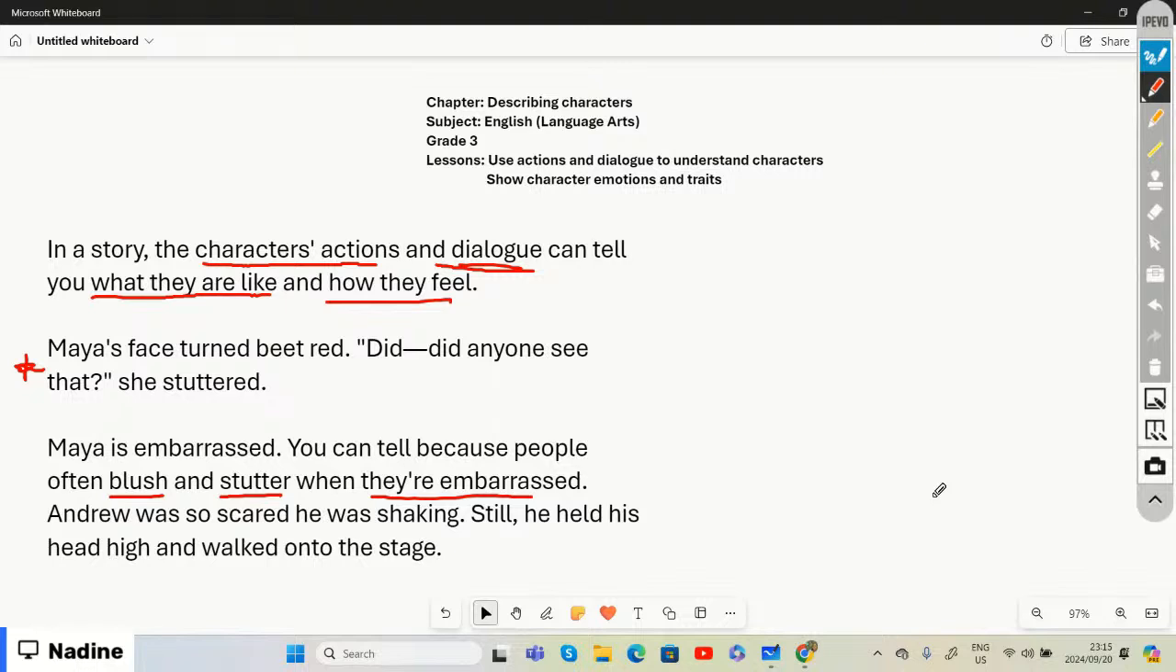And we said Maya is embarrassed, but like we said, if somebody's face turns red, it doesn't necessarily just mean that the person is embarrassed. It can also mean that the person is angry. It can mean that the person is mad or the person is even scared, right? So, yes, that can also be a reason for the face turning red.